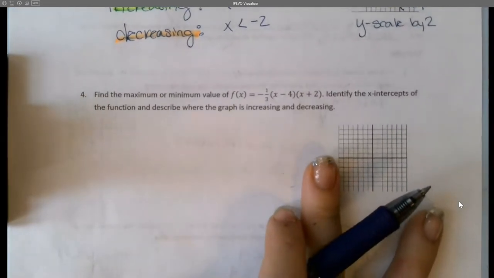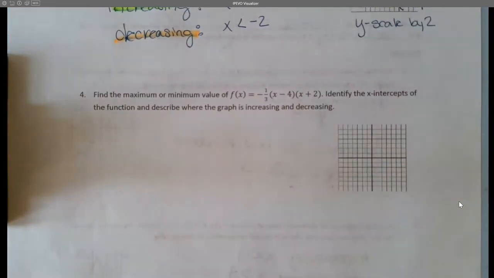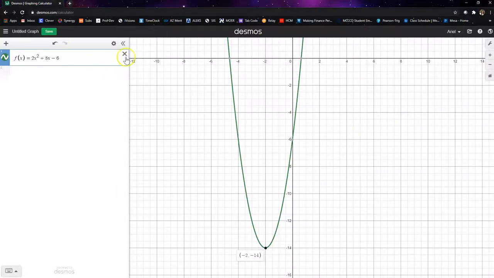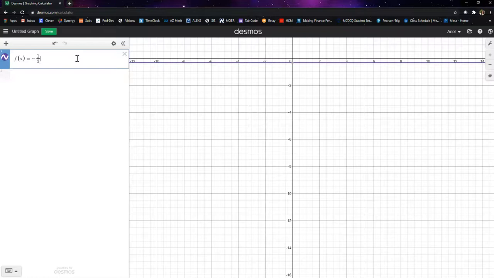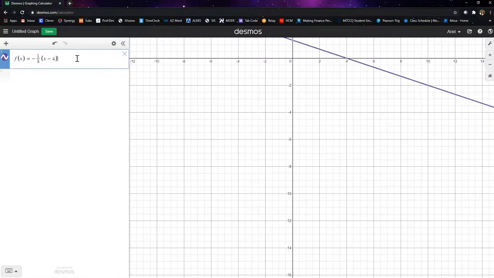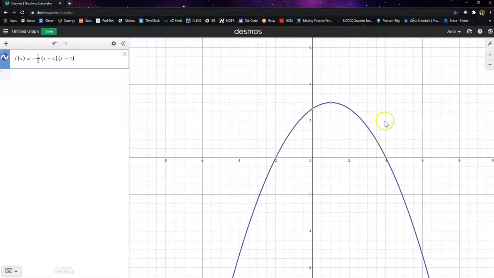Number 4 wants me to find the maximum or minimum value of this, and then to identify the x-intercepts of the function and describe where the graph is increasing or decreasing. So I want to go back to Desmos. I am going to type in my equation. Oops, I wanted a parentheses, not a 9. I'm going to click the home button to see it. This one has my vertex at 1, 3, an x-intercept at 2, 0, and another one at 4, 0.